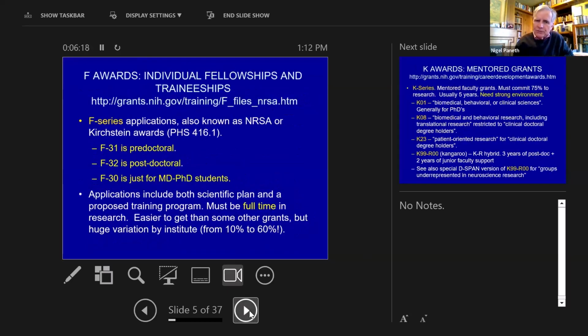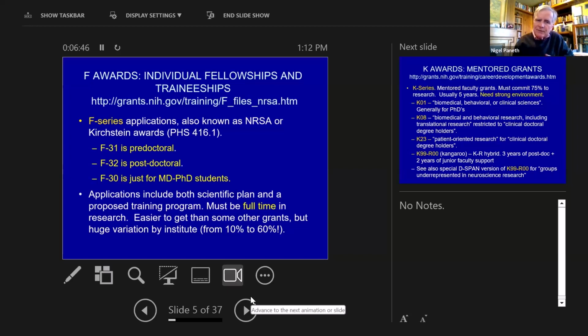Now, F awards are very important to those of you who are still in training, either pre-doctoral or postdoctoral. These are individual awards. You write it yourself. F31 is pre-doc, F32 is postdoc, F30 is just for MD, PhD students. And these kinds of applications include a scientific plan and a proposed training program. You have to say how you're going to be trained. You must be full-time in research apart from courses you're taking.